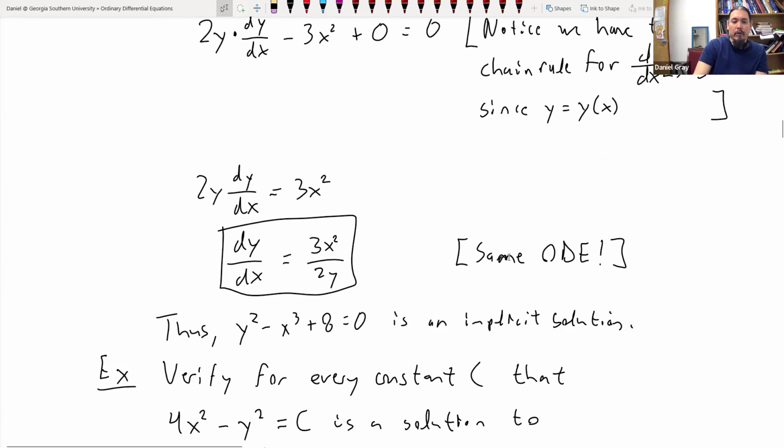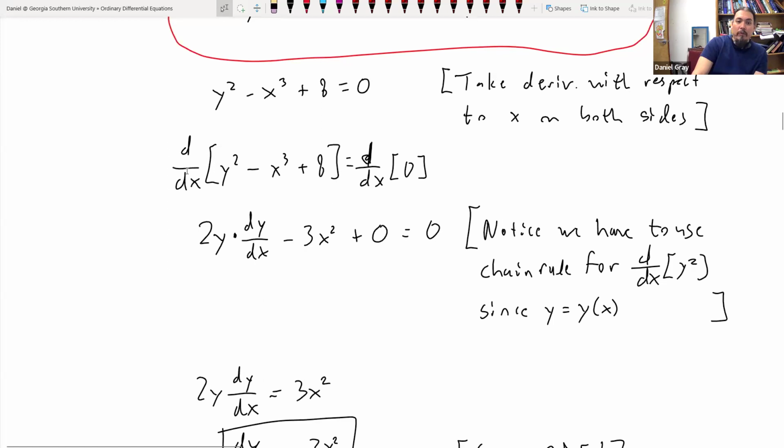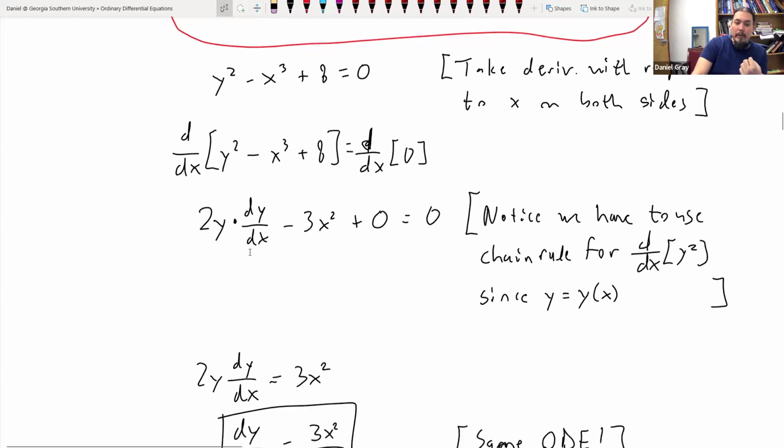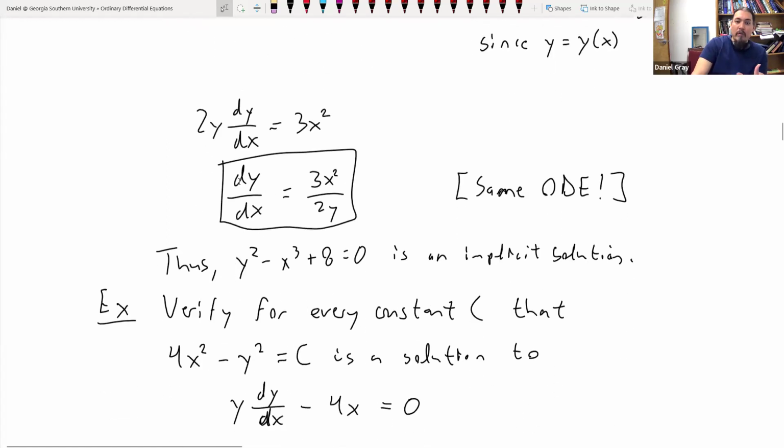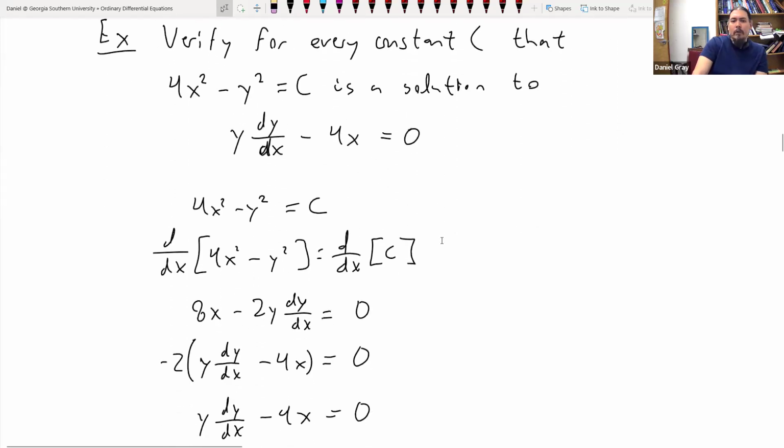We get the same ordinary differential equation. So it's equivalent. When we took the implicit derivative on both sides of the equation, we got a differential equation that was equivalent to the ordinary differential equation we were looking for. Okay, so then y squared minus x cubed plus 8 equals 0 is an implicit solution. Okay, so let's try this one then.